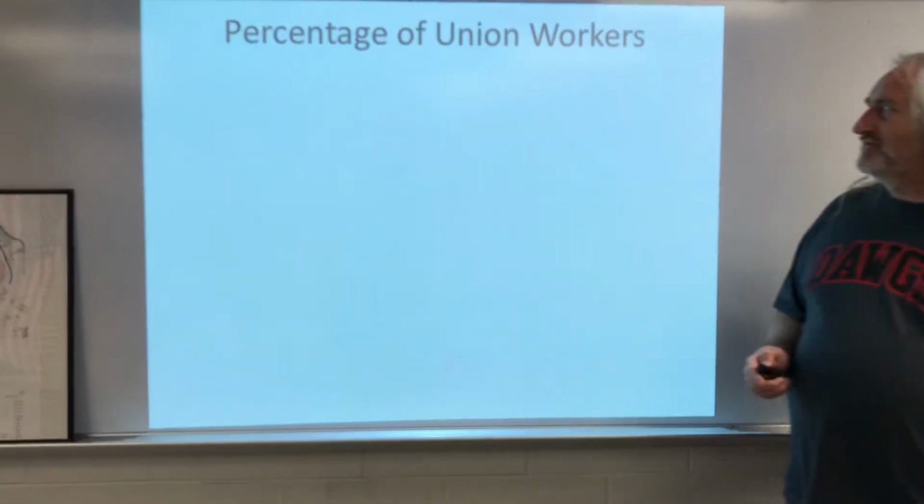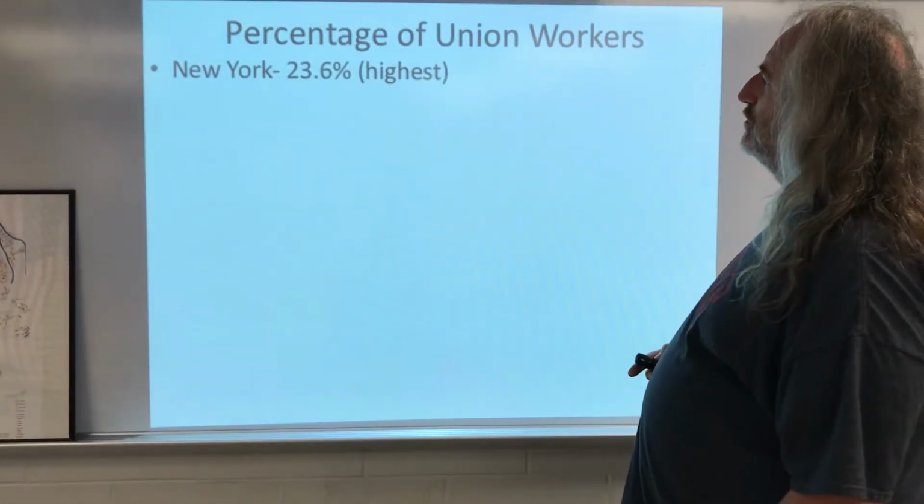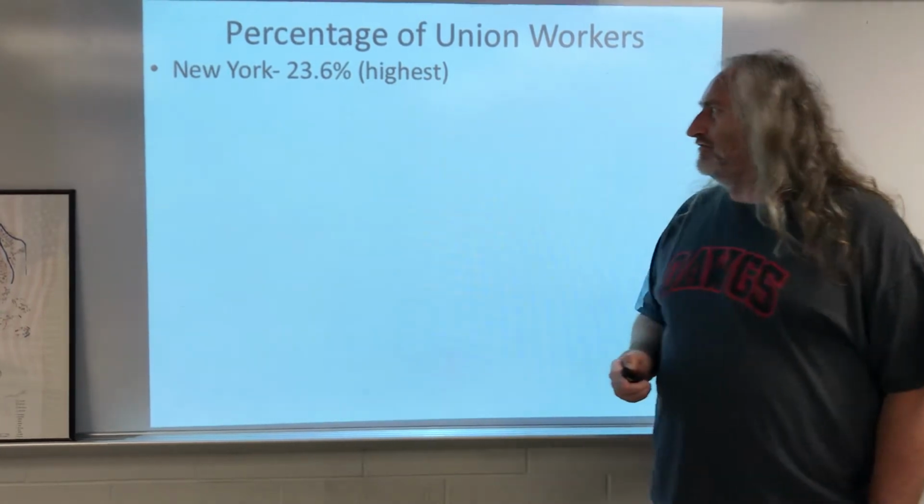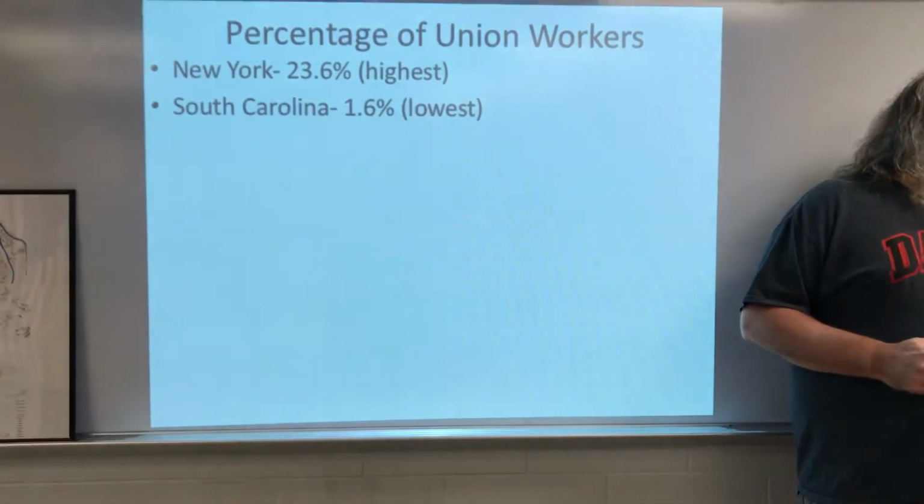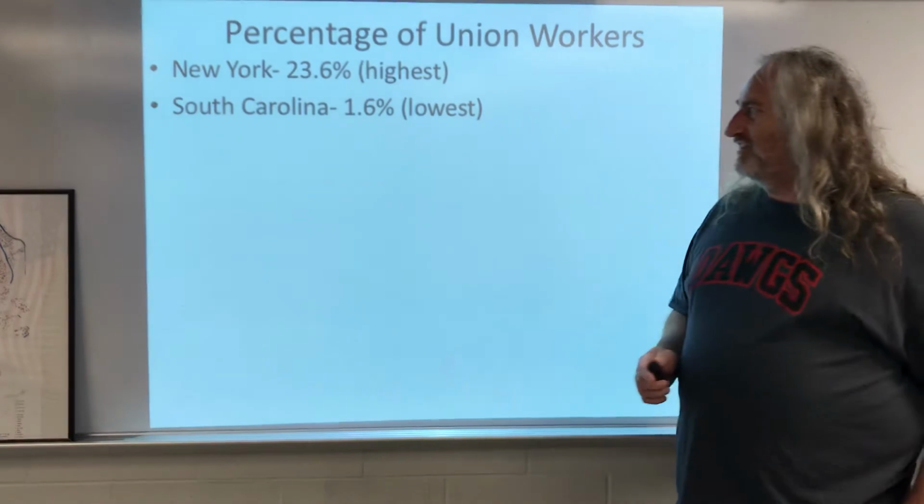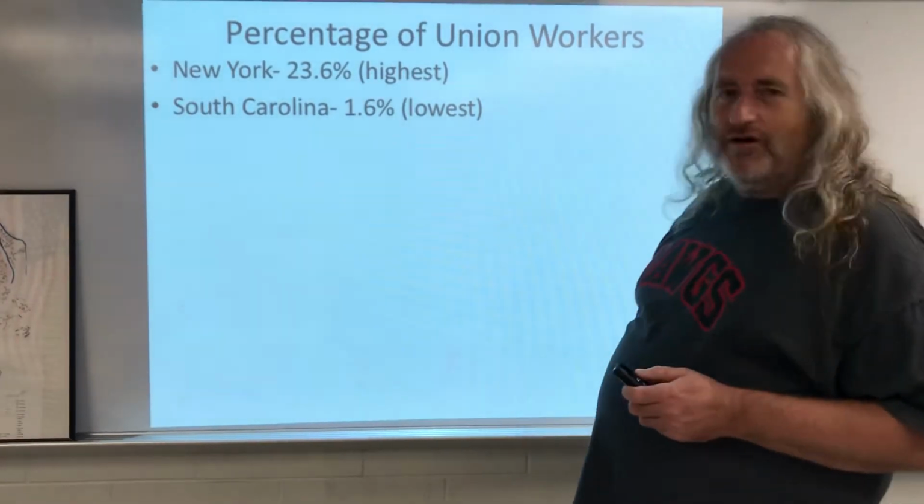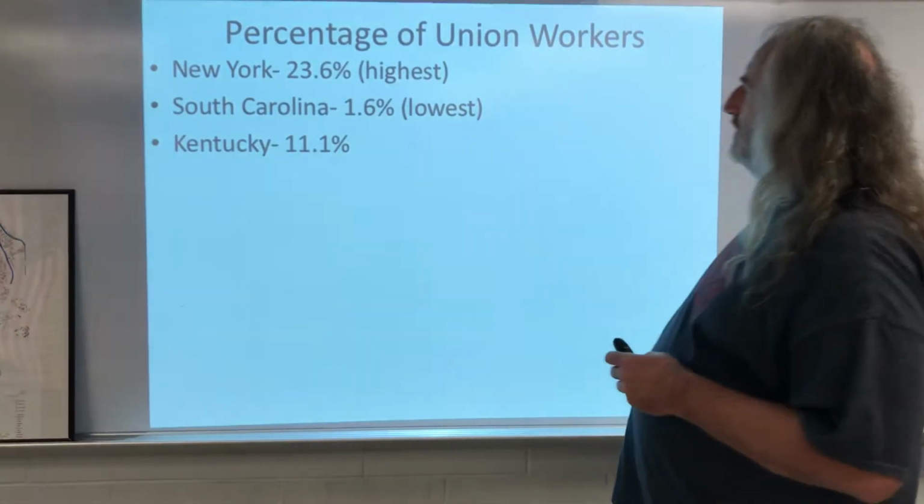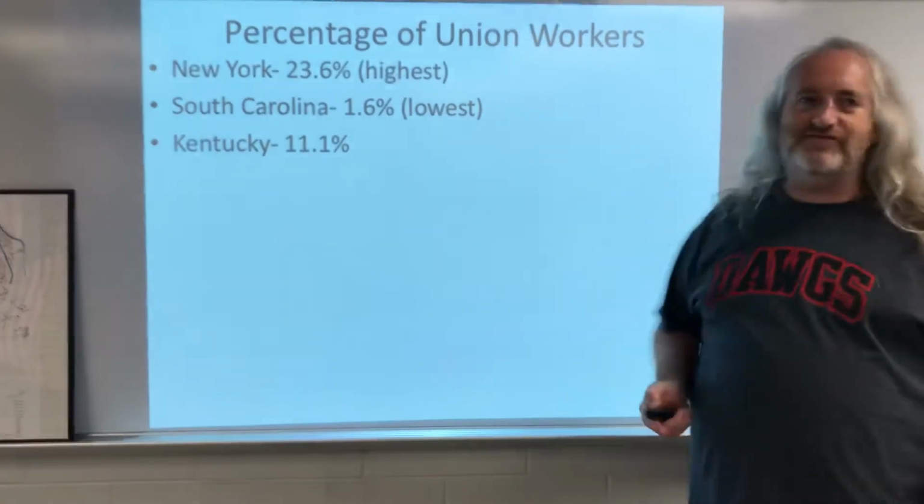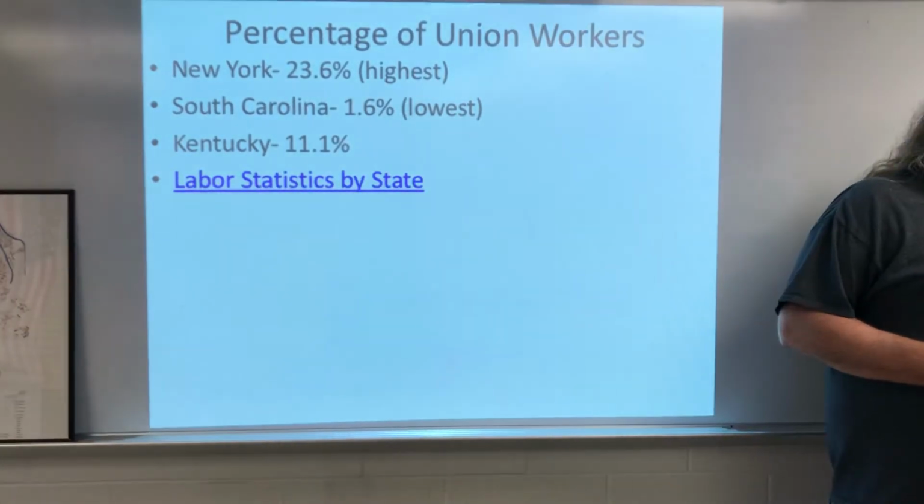When we look at percentage of union workers, New York currently has the highest percentage at 23.6%, and South Carolina has the lowest at 1.6%. And if you want to know where Kentucky is, we're sort of in the middle. We have 11% of our workers here in Kentucky who are unionized.